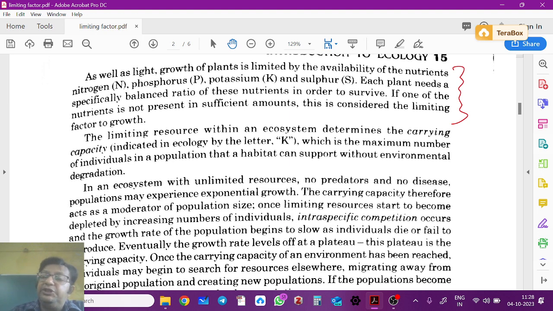Now there is one more thing which you must read, which is carrying capacity. The limiting resource within an ecosystem determines the carrying capacity. It is denoted by K. What does K mean? Carrying capacity: how many individuals can that particular ecosystem sustain, the maximum number. In this room, maximum 40 students can sit. That is the carrying capacity. If more come, then one has to get out. It is the maximum load an ecosystem can carry.